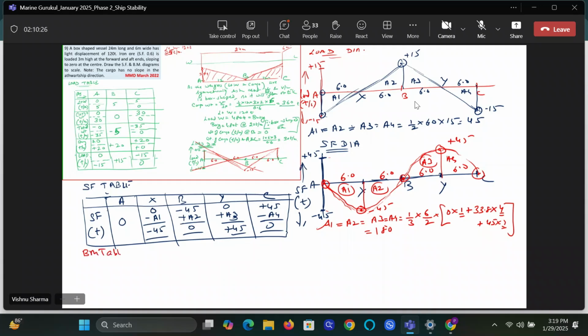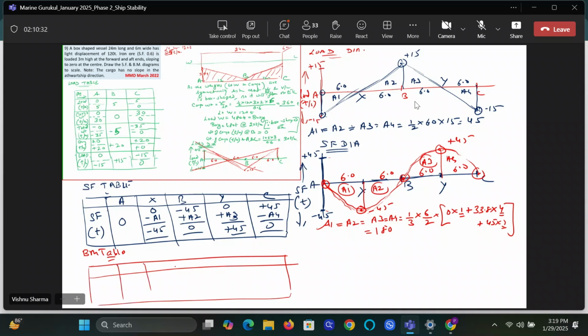We have the table here. Let's see. Turn into meters, okay. 0 minus A1 is minus 180. Minus 180 minus A2 is minus 360.